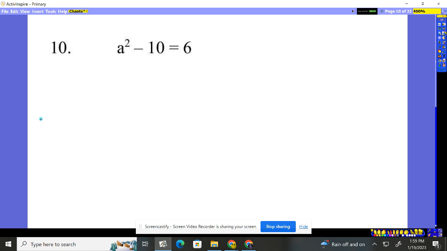Number 10, same type thing. I'm going to move the number over. There's no a, there's just an a squared. So I can solve this by just getting the numbers over on the other side. So I add 10.